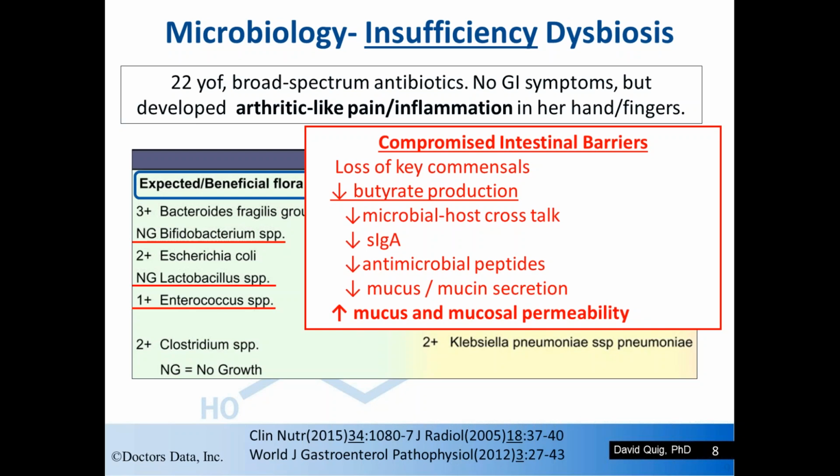And butyrate is a major messenger that communicates with the underlying components of the endothelial cells and the barriers to produce and instigate microbial host crosstalk that influences the production and secretion of secretory IgA, antimicrobial peptides, mucus and mucin secretion. And when all these are decreased because of a lower production of butyrate, we see increased mucus and mucosal permeability.